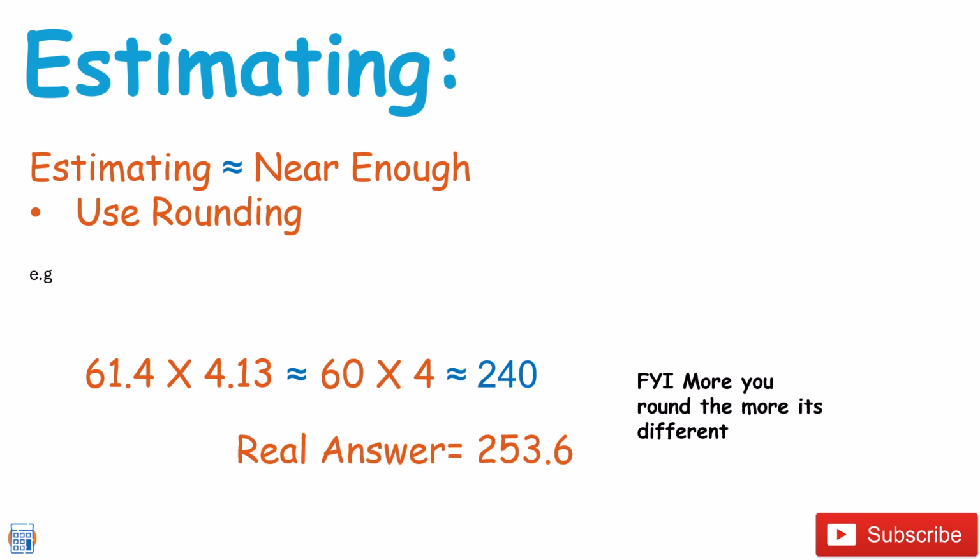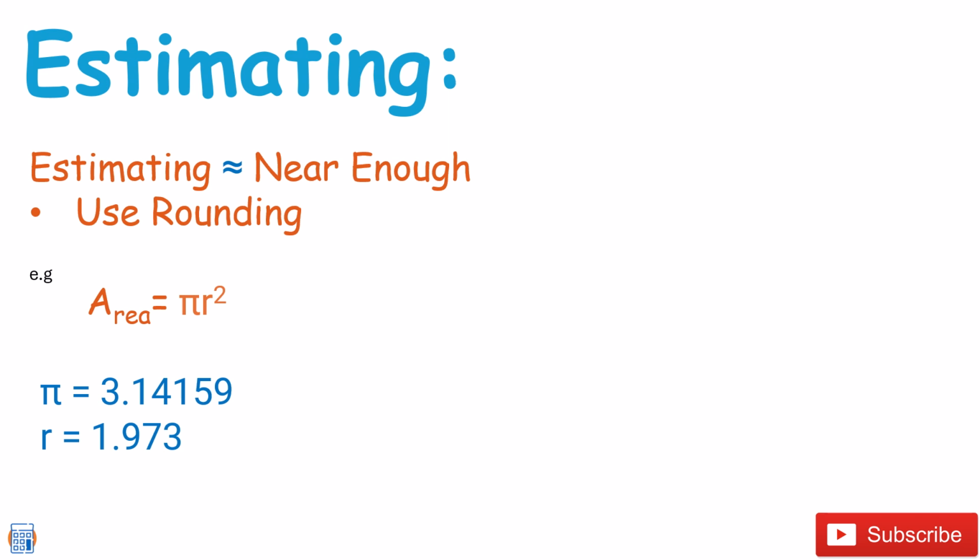But now the real answer is 253.6. So there is like a good 13 difference there. So what this means, for your information, is the more you round, the more different it is. So if we go back and we use 61 instead of 60, or we use 4.1 instead of 4, it would actually be closer to the real answer. So the more you round, the more different it is. Putting this into a real example, because I don't think they'd ever give you a question like that before.